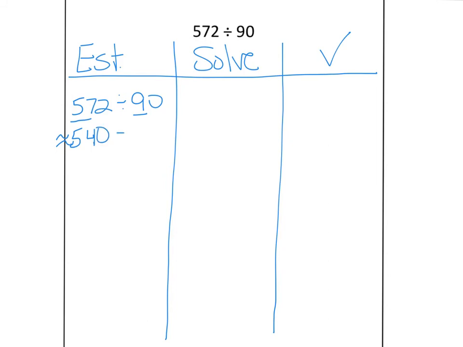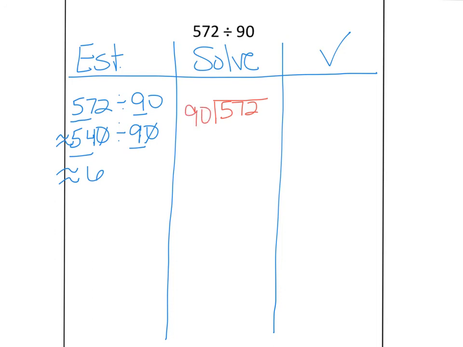So I'm going to put about 540, because I still need to put something in place of that too, divided by 90. So we have a 0 in each, so we can cancel them. So what's 54 divided by 9? Well, it's about 6. So now we're going to solve the real thing. So I put 572 in the dividend. I have 90 in my divisor.